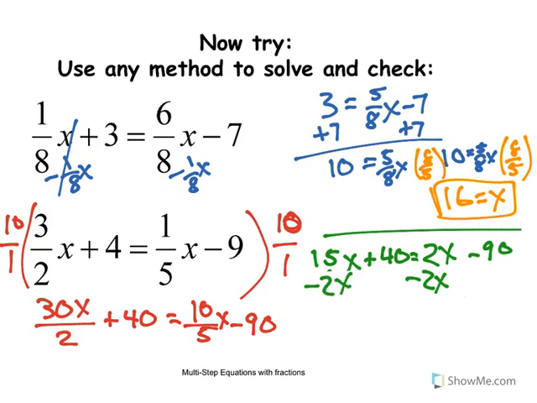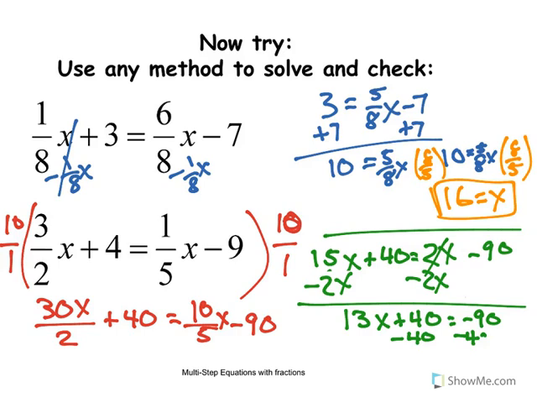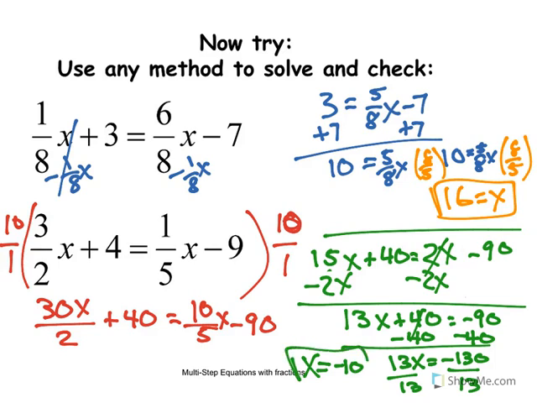So I move my 2x. I get 13x plus 40 equals negative 90. I'm going to add negative 40 on both sides, which of course gives me 13x is equal to negative 130. After dividing by 13, I should get x is negative 10, which is, I'm hoping, what you guys got as well. And if I check it, 3/2 of negative 10 is negative 15, plus 4 is negative 11 on the left, and 1/5 of negative 10 is negative 2 minus 9 is negative 11 on the right. That's what your check should look like.